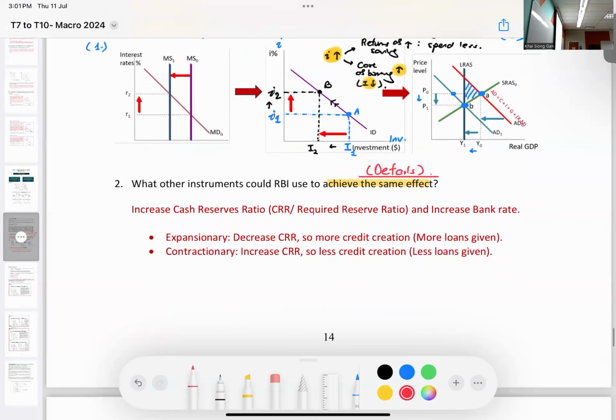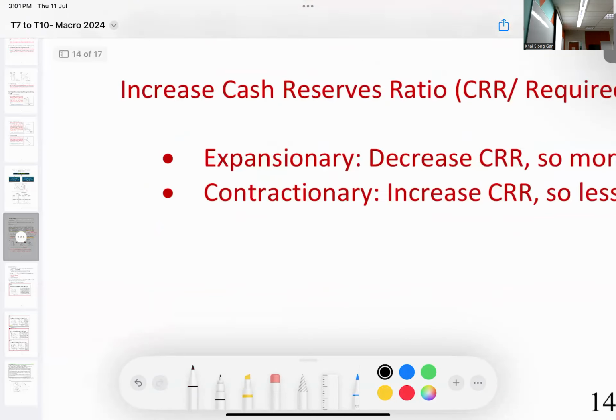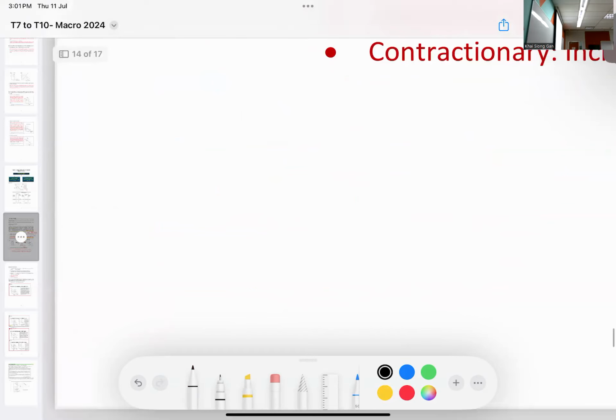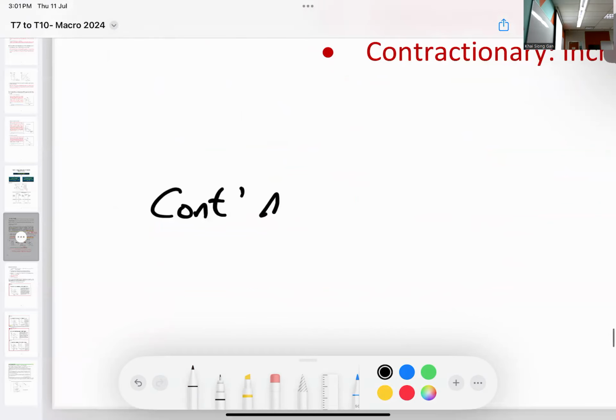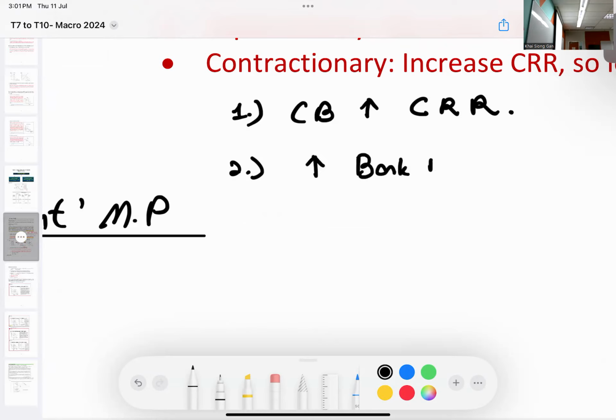So this is contractionary. You don't need to see the answers, you can roughly know already. You can write here: to achieve contractionary monetary policy, what are the three methods we say? First one is, the central bank can increase the cash reserve ratio. Number two, the central bank can increase the bank rate, or what we call the overnight policy rate.